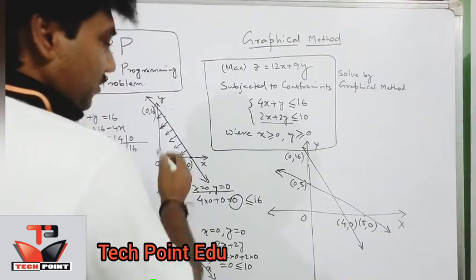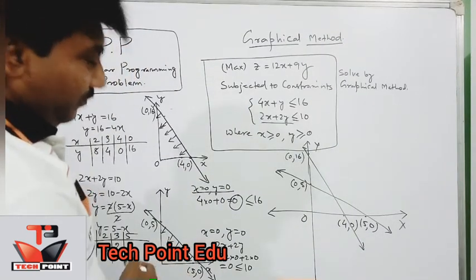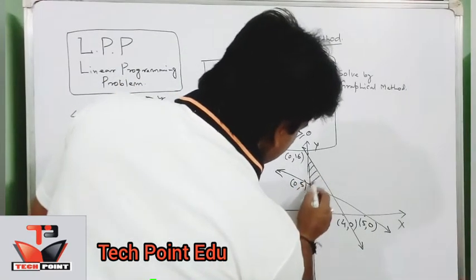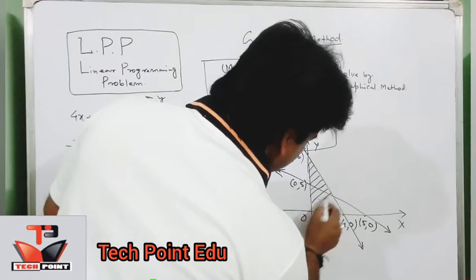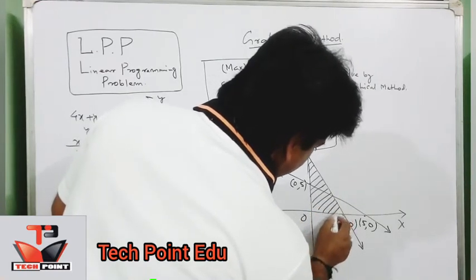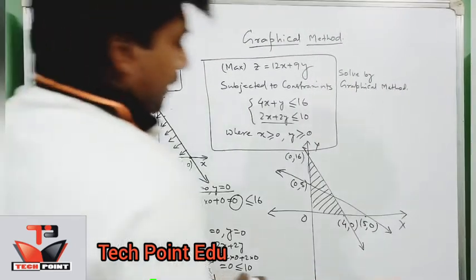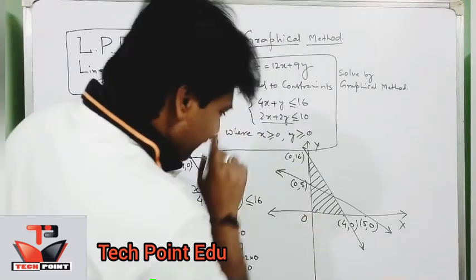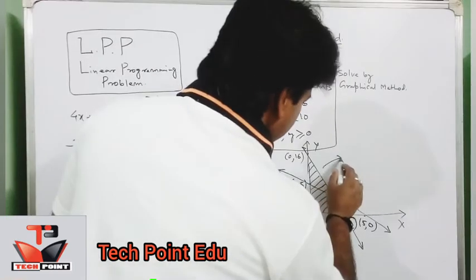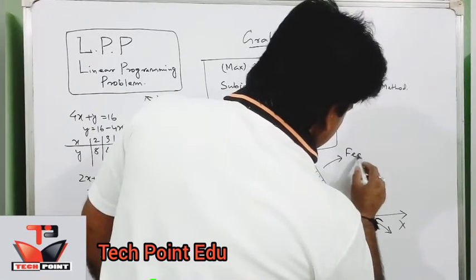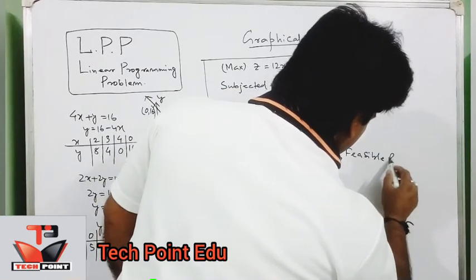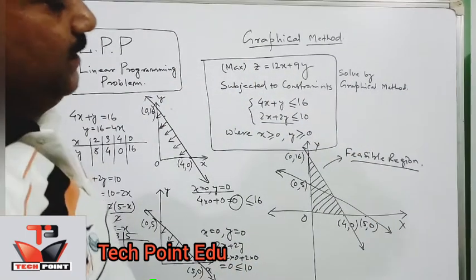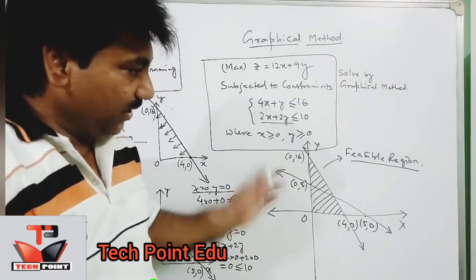Now from these two, the common region will be which one? The common region will be this part, and this part is called your feasible region. This part is called feasible region. The common part will be your feasible part.